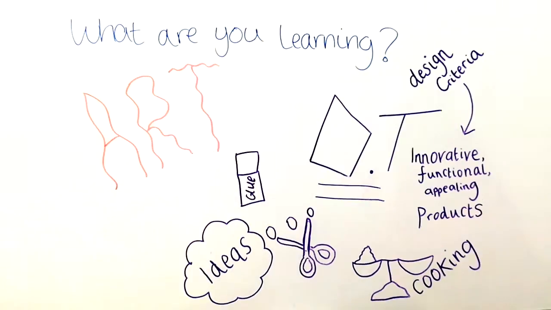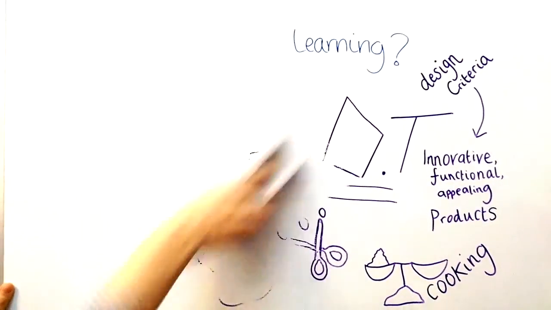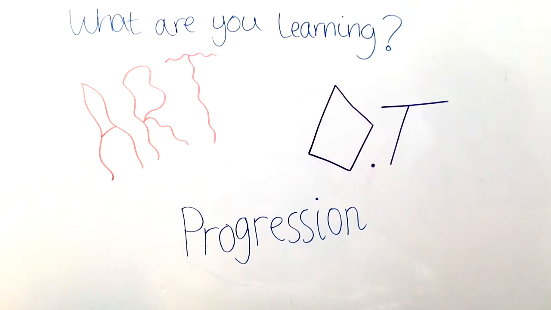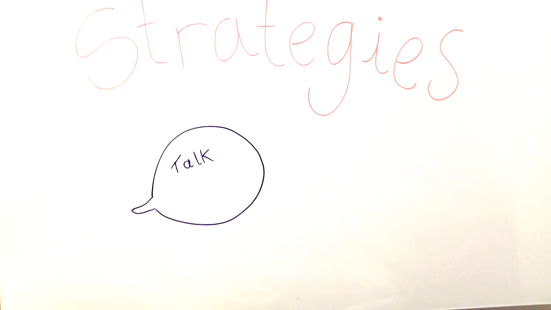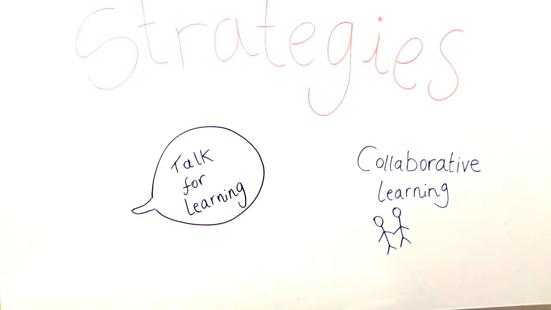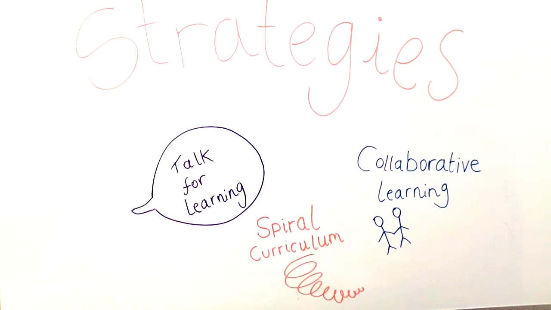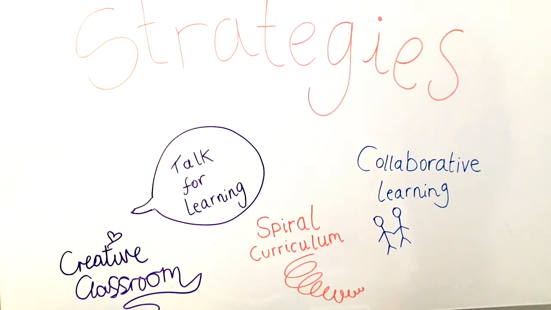So, just by participating in these lessons, it's pretty clear that the children's learning will have progressed in these two subjects. These topics would be developed across time to even further progress the children's skills and consolidate their knowledge. Now, it's time to have a look at the strategies that you will have engaged with during the activities. These include talk for learning, collaborative learning, learning within a spiral curriculum, and being a part of a creative classroom.